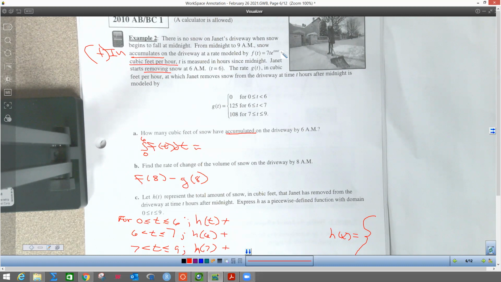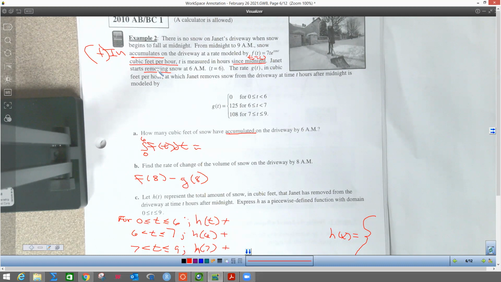Now this means this is already a derivative. Cubic feet per hour is how fast the snow's coming, and it's since midnight. So what that means is, at midnight is t equals 0, because it also tells you 6 a.m. is 6.